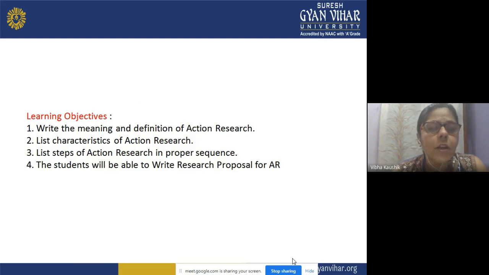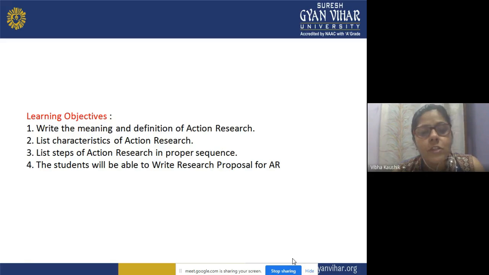Now, what are the learning objectives? The learning objectives of today's topic are: write the meaning and definition of action research. The student will be able to write the meaning and definition of action research. The second one is list characteristics of action research. The students will be able to write the characteristics of action research.